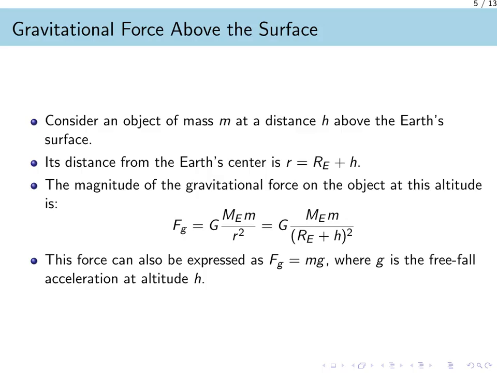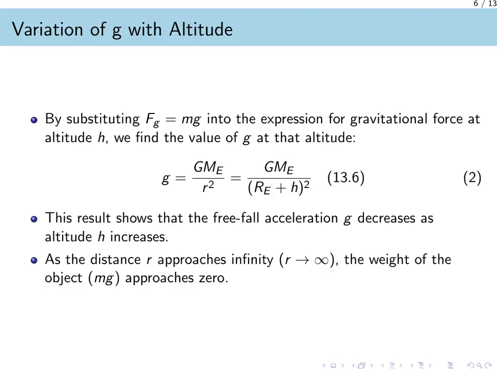The key takeaway is that gravitational force weakens as an object's altitude increases, because the distance from the center of the Earth becomes larger. Now we will see how the free-fall acceleration, g, changes as we move away from the Earth's surface. This is important for everything from satellite orbits to understanding the extent of Earth's gravitational influence.